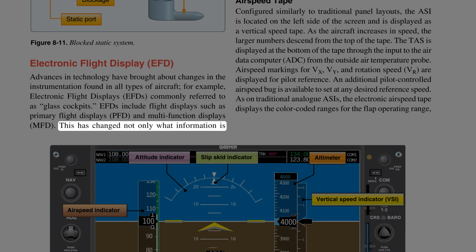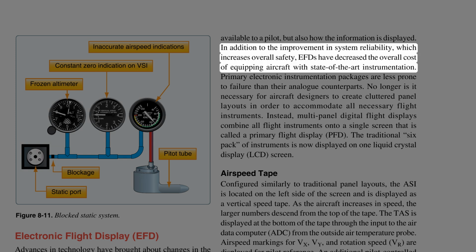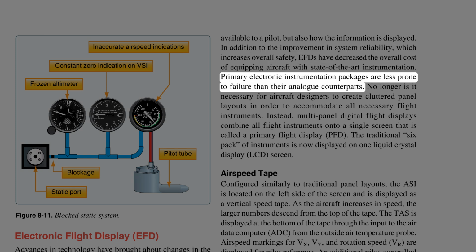This has changed not only what information is available to a pilot, but also how the information is displayed. In addition to the improvement in system reliability, which increases overall safety, EFDs have decreased the overall cost of equipping aircraft with state-of-the-art instrumentation. Primary electronic instrumentation packages are less prone to failure than their analog counterparts.